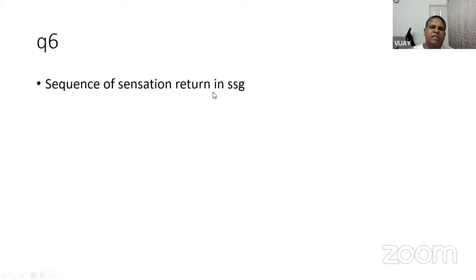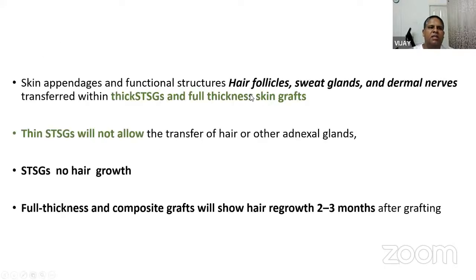What is the sequence of sensation returned in an STSG? So when the skin is grafted, the skin appendages and the functional structures like the hair follicle, sweat gland, and the dermal nerves can be transferred if the skin is a thick split thickness graft or a full thickness graft. Thin split thickness skin graft will not allow the transfer of hair or any other adnexal glands, and therefore in a STSG hair doesn't grow.